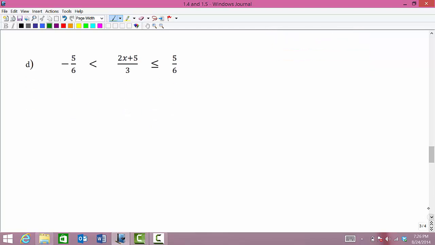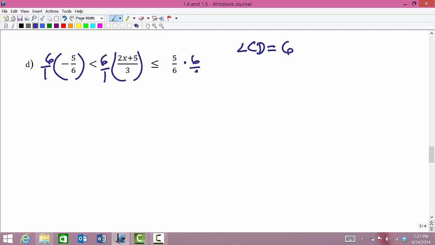Here we have another problem with fractions. Once again, we want to identify the LCD of all of our fractions and multiply all the way through by that LCD. You notice this time we have two inequality symbols, and so our goal eventually will be to get x by itself in the middle. But let's get rid of our fractions first by multiplying everything through by the LCD, which would be 6. So we'll multiply here by 6 over 1, and here by 6 over 1, and here by 6 over 1.